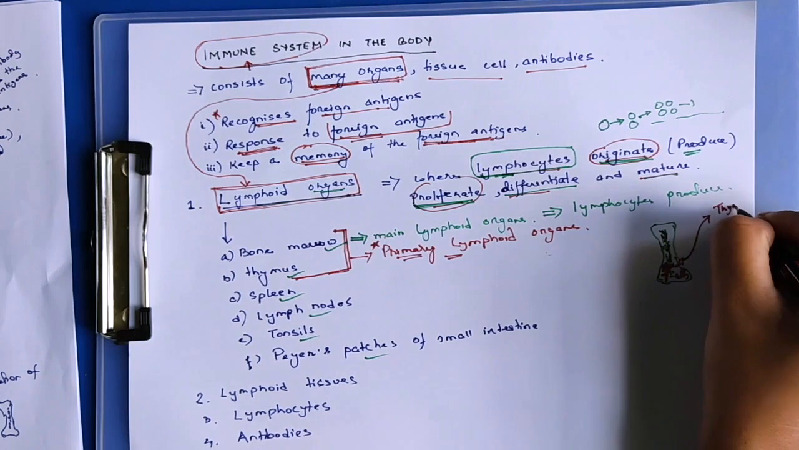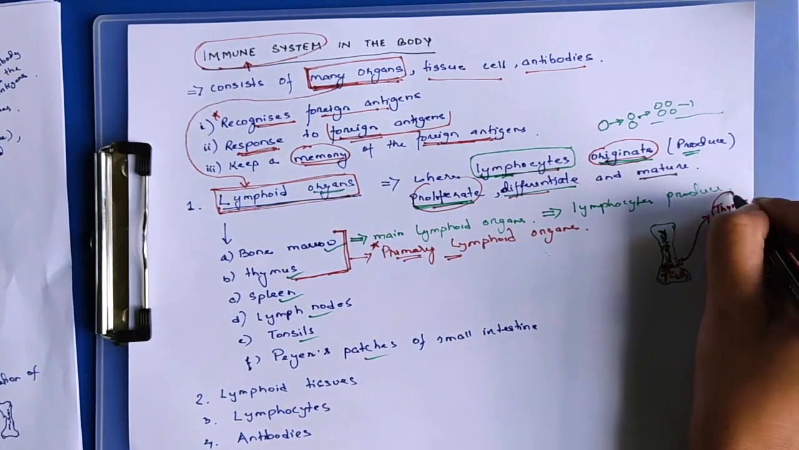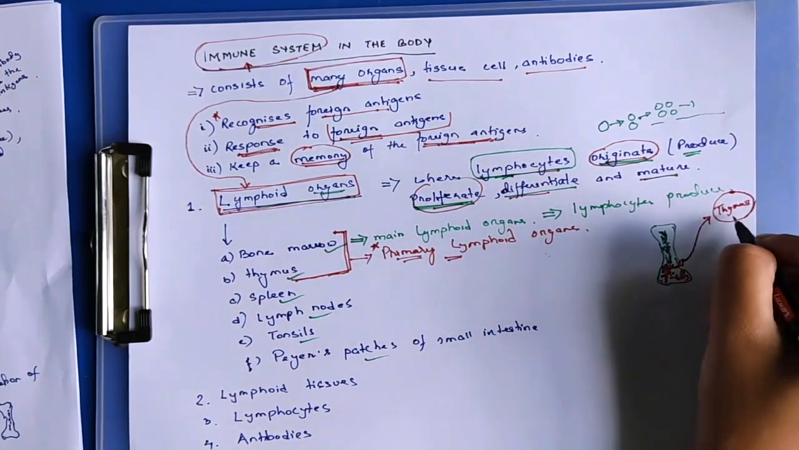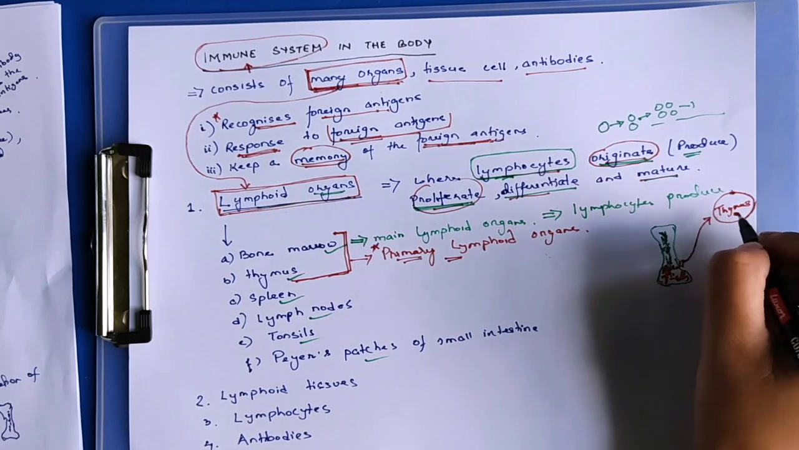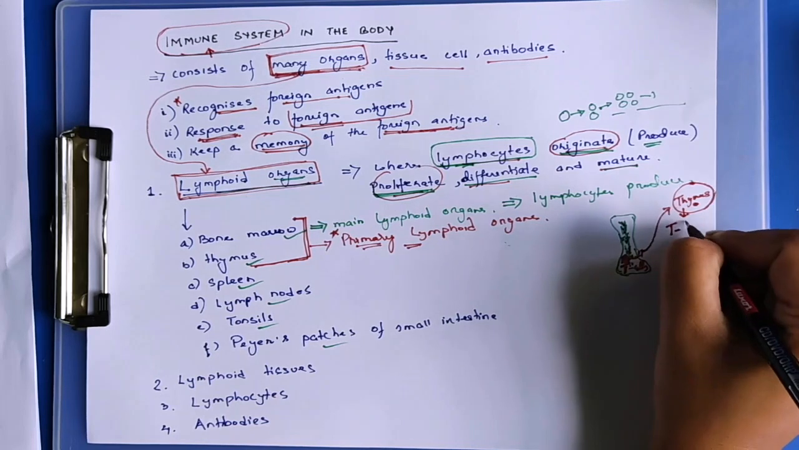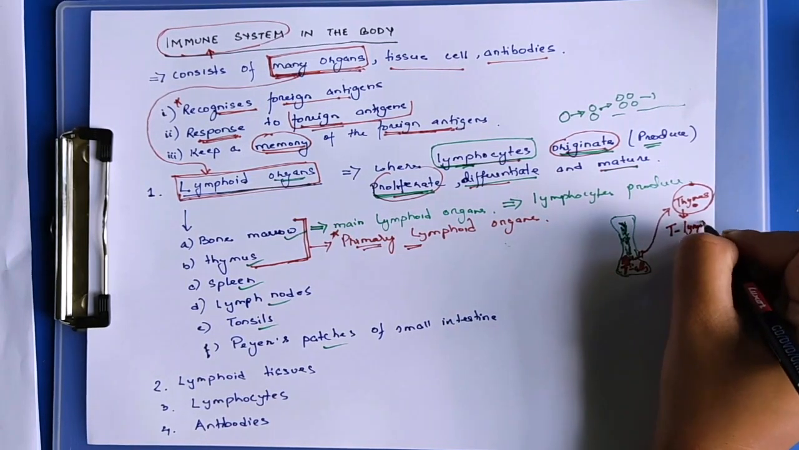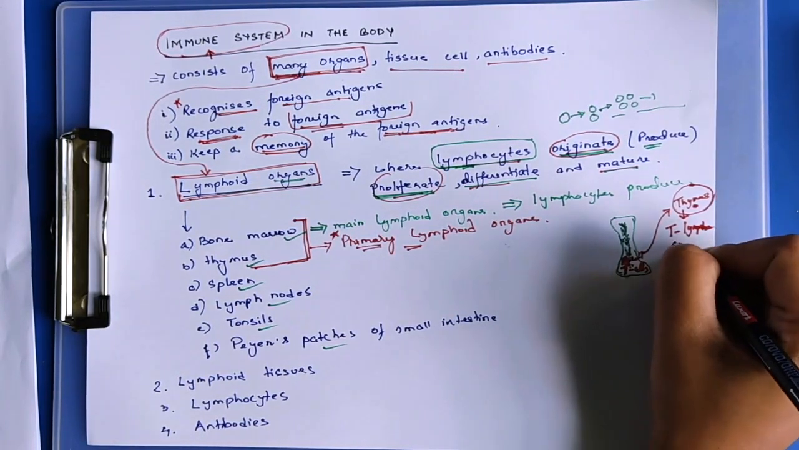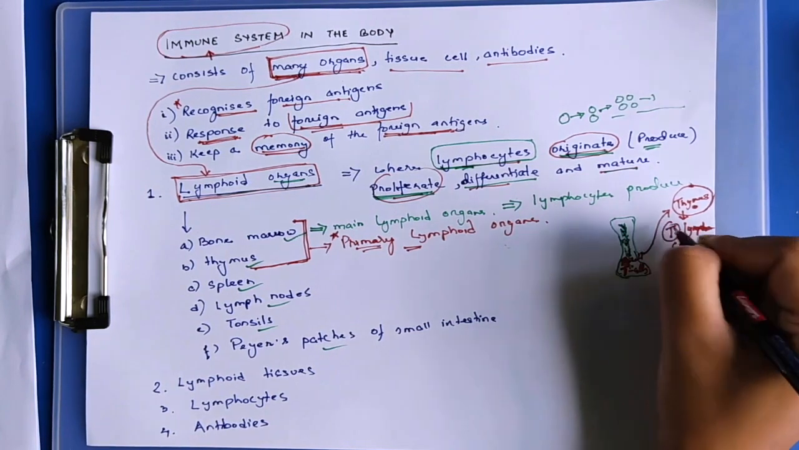In the thymus, they will differentiate and mature. Those that mature in the thymus are known as T lymphocytes. T stands for thymus.